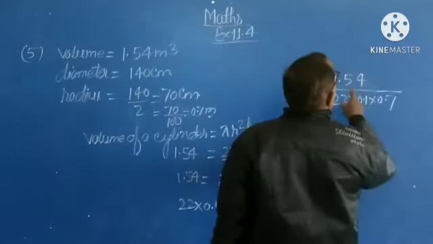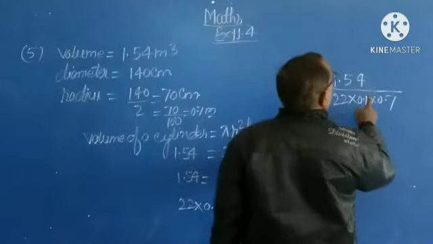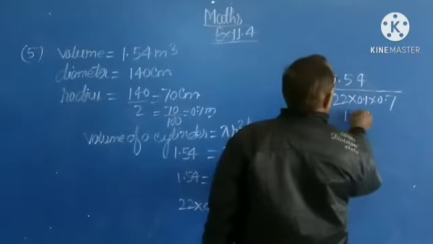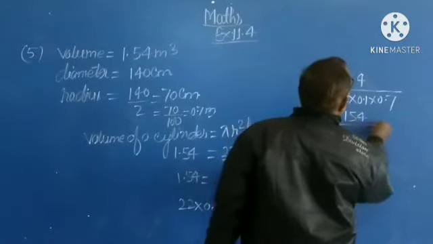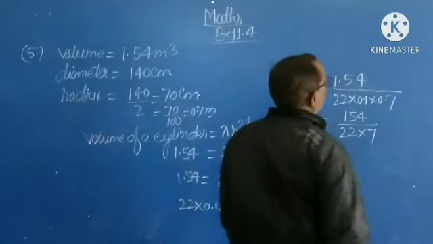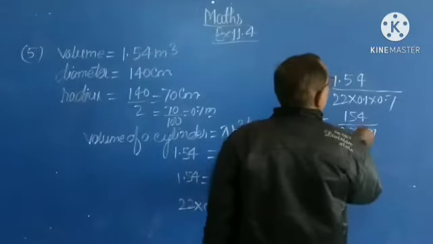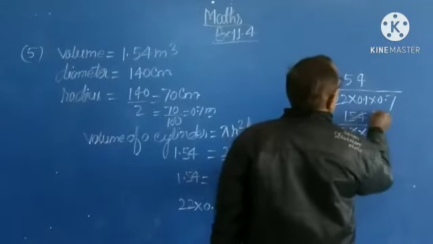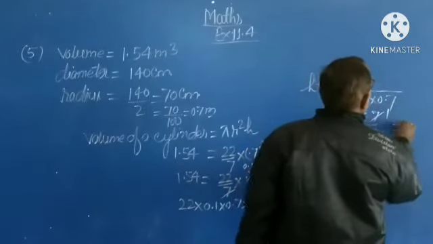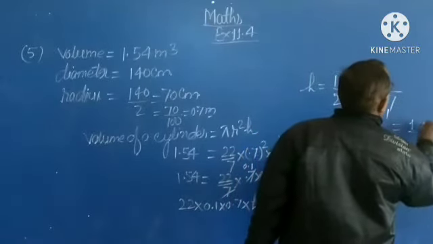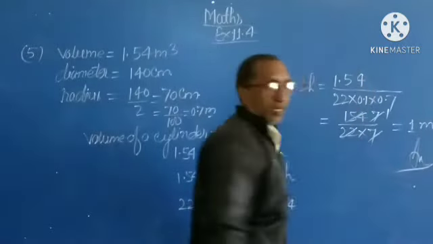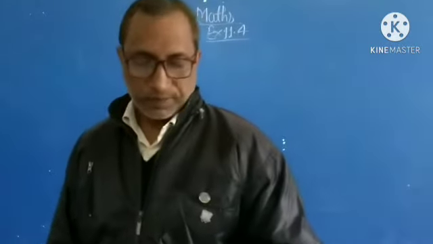Here there are 2 digits after the point, and here also 1 and 1, 2 digits, therefore you can write it as 154 upon 22 into 7. 22 7s are 154, 7 is cancelled by this and this, which means height is equal to 1 meter. It is your answer.